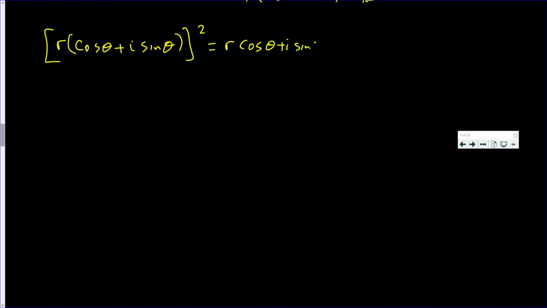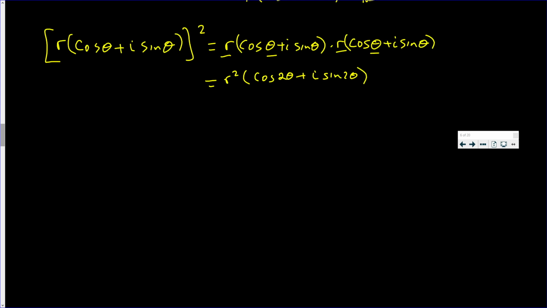But we just talked about how you multiply 2 equations in this form. You multiply the r's, and then you get CIS of the sum of the angles, which will be 2 theta, and then times the sine of 2 theta. Well then, if I call this whole thing z, then this is z squared.